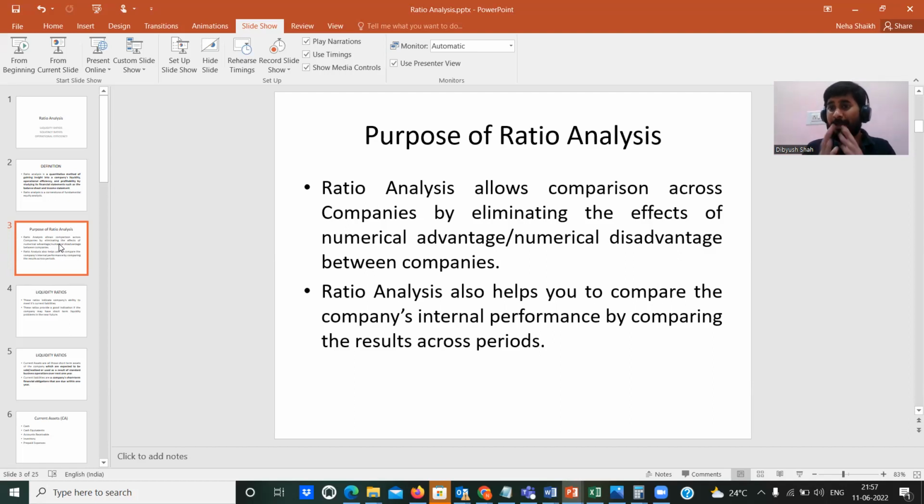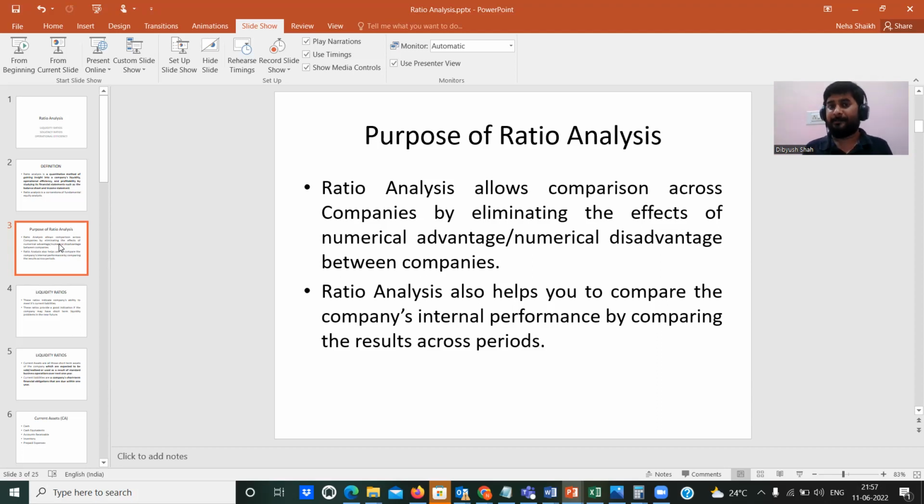Because when we are calculating ratios, we arrive at a ratio figure like the current ratio, a very famous ratio, which is current assets by current liabilities. It is denominated in 2 times, 2:1. This is a comparable figure across companies, 2:1 or 2 times. But if you look at the numbers, current assets of TCS may be way more than Mindtree, not comparable.